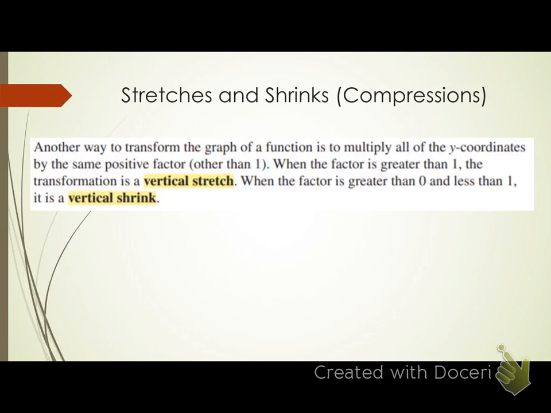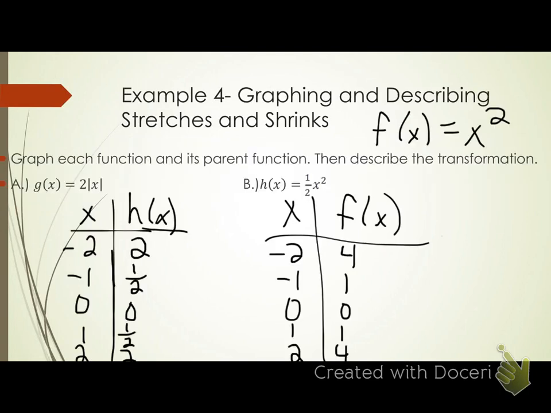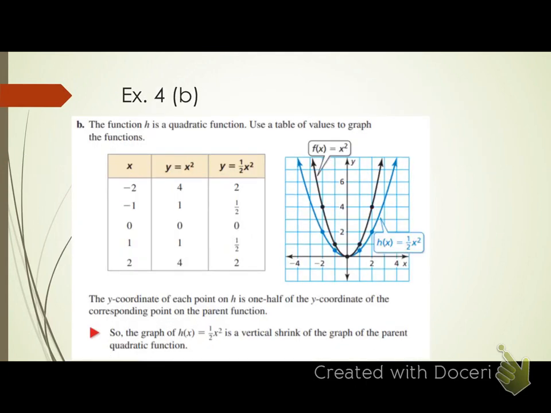Okay? I know that based on my factor. Okay? Here's our graph right here. The blue graph is my h of x function. The black graph is my parent function. As you can see, it kind of shrunk a little bit. It got wider because I'm shrinking it down towards the x-axis. Does everyone see that?